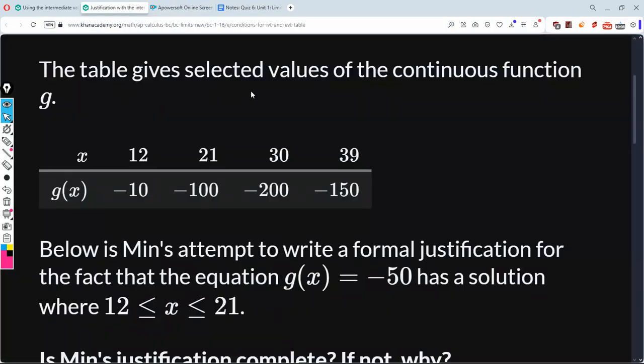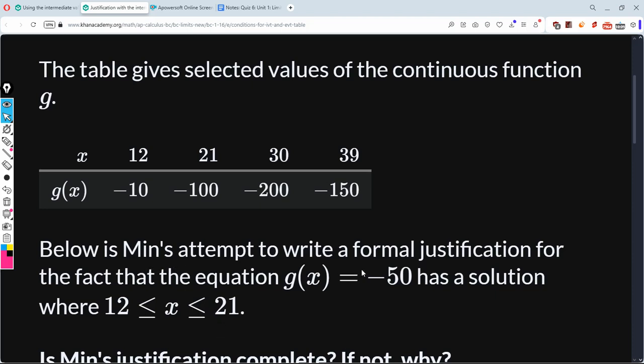All right, it says the table gives selected values of the continuous function g. All right, that's important that the function is continuous. Here's the table, the x coordinates and the y coordinates. Below is Min's attempt to write a formal justification for the fact that the equation g of x equals negative 50 has a solution where x is between 12 and 21.